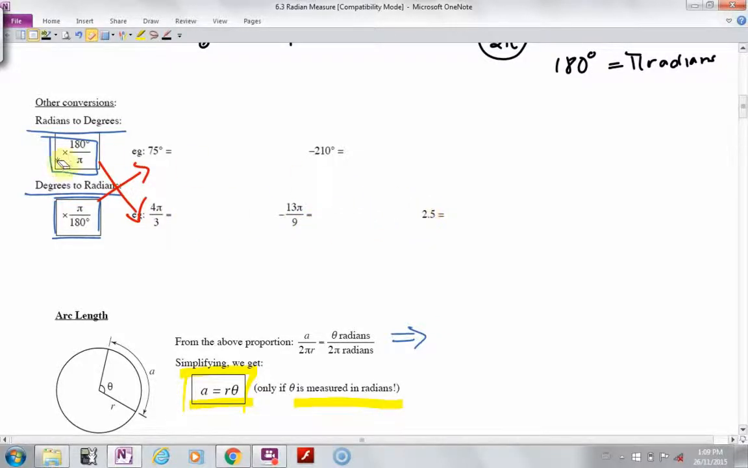Okay? All right, so we're going to take our radian measure, these three, and we're going to convert them into degrees, and we're going to use this conversion factor. So in other words, we're going to multiply by 180 degrees over pi.